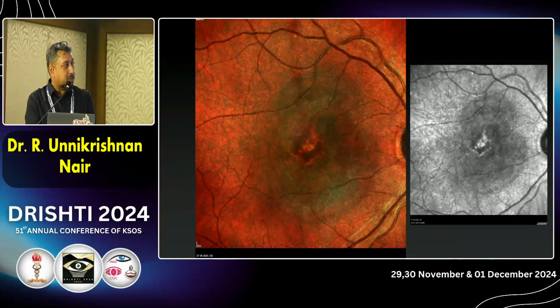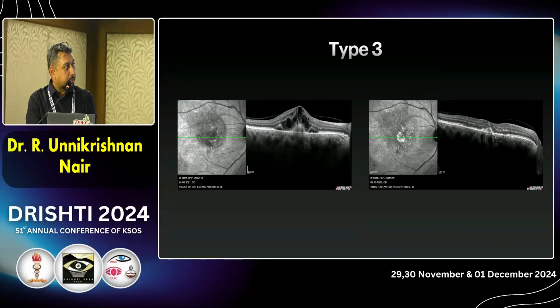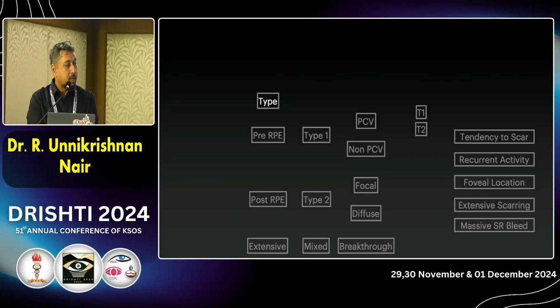And sometimes you have changes in both the layers, where you have a pre-RPE lesion and then you have changes above the RPE also. A type 3 CNVM is also called RAP, which has a retinal component to it also. So let's look. When you have a pre-RPE lesion, you have the chance for a type 1 recurrent activity. When you have a post-RPE lesion, the tendency to scar is there because it is above the RPE, and you have a propensity to have foveal involvement.